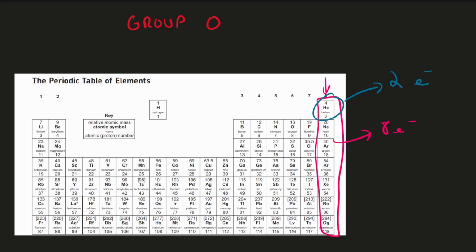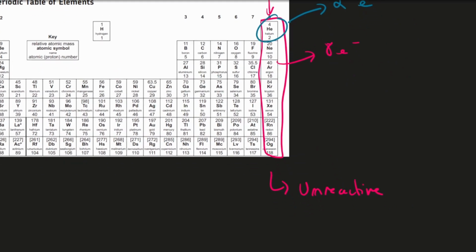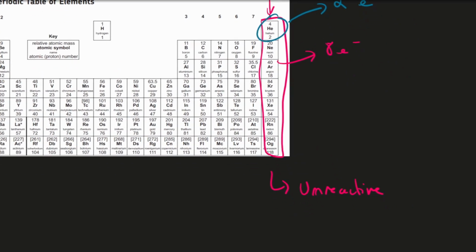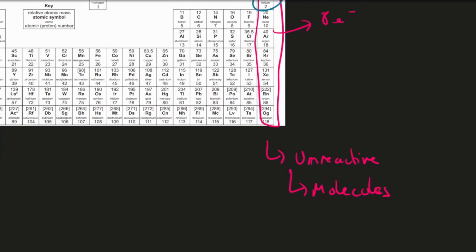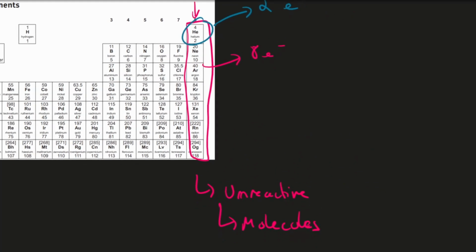And this means they tend to be very, very unreactive, and they don't tend to form molecules very easily. Okay, so you can see these are very unreactive. And if you try to react them, it's very difficult to react them, okay? But if they were to react, they would form molecules. And the reason for that is linked to the fact that they have full outer shells. Because they have full outer shells, it makes them very, very stable, okay?